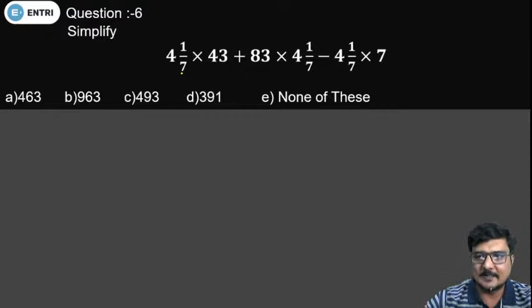Give your answers, students. Nisar has come with option A. Very good, Nisar. Anyone else? Come on. Thomas is also going with option A. So according to Nisar and Thomas, the answer should be 463.